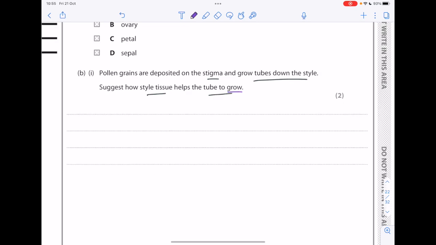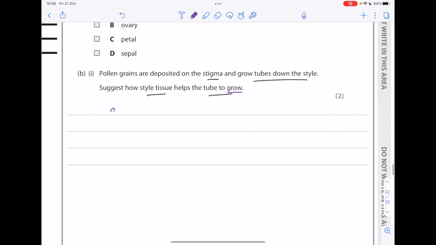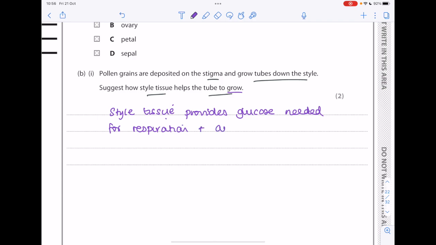Now the key word here is the fact that the tube needs to grow, so that means elongation, and in order to do that it needs things like carbohydrates, it needs amino acids. So we're going to say that the style tissue provides glucose needed for respiration and amino acids to make proteins.